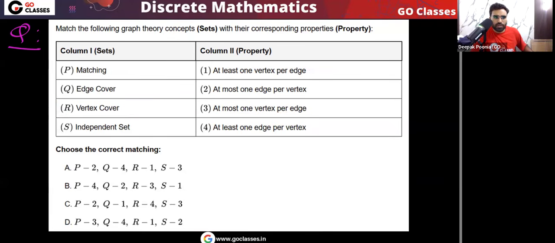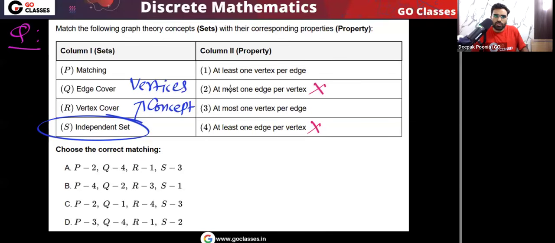And what about the independent set? Independent set, this is a vertices concept. This is a set of vertices. So you can remove options 2 and 4 because they are taking edges. So tell me, independent set. In the remaining two statements, you can see we are talking about per edge. Per edge, what will happen? So consider any edge.